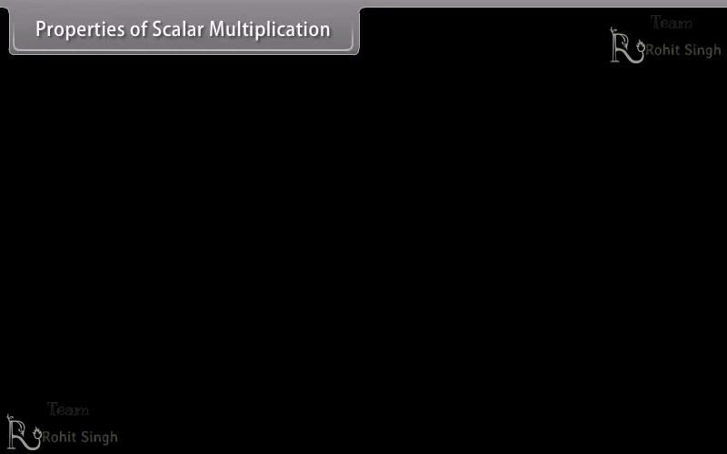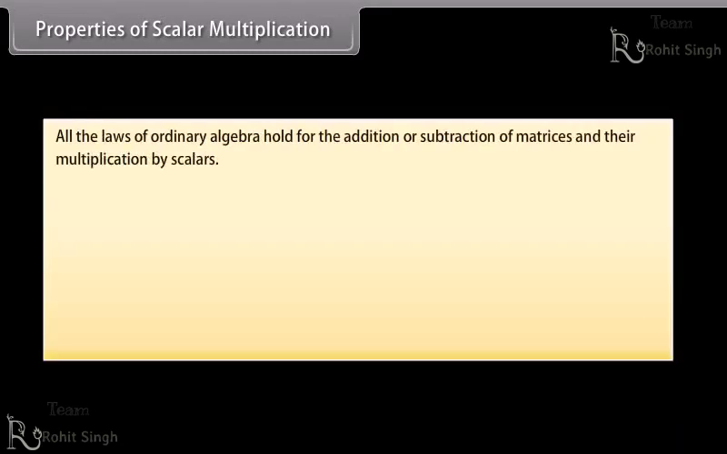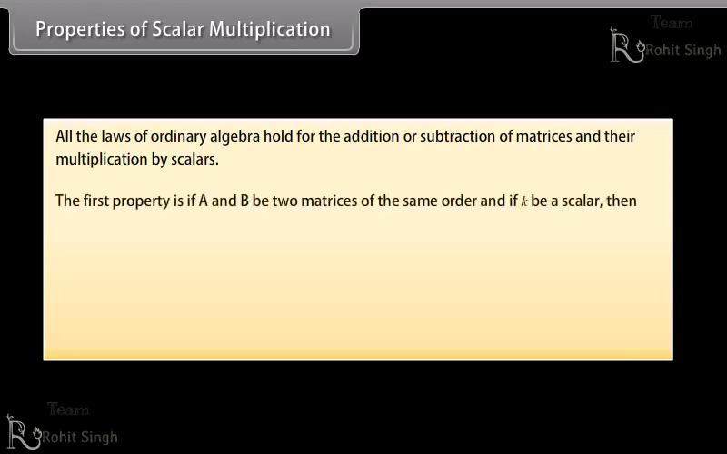Properties of scalar multiplication. All the laws of ordinary algebra hold for the addition and subtraction of matrices and their multiplication by scalars. The first property is, if A and B are two matrices of the same order and K is a scalar, then K times A plus B is equal to K times A plus K times B.